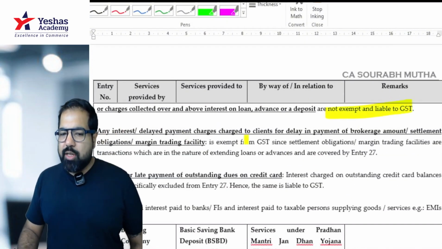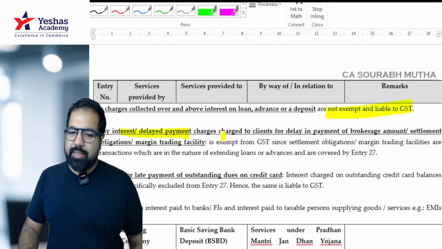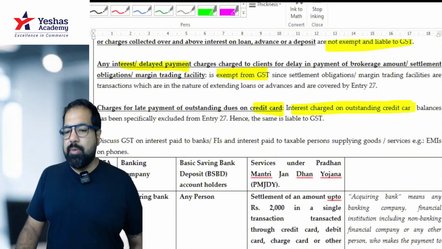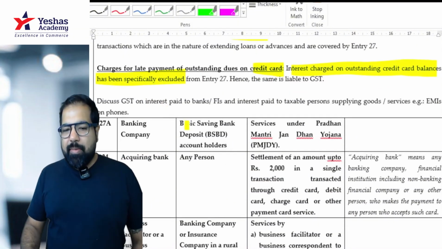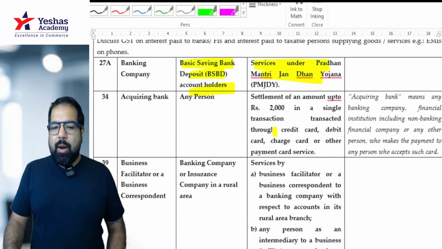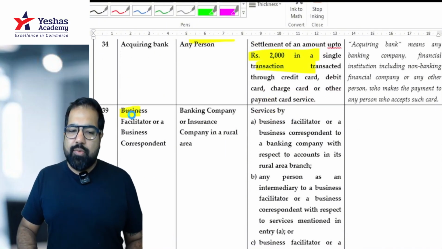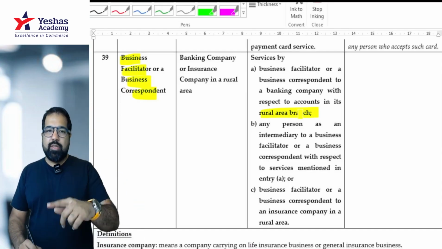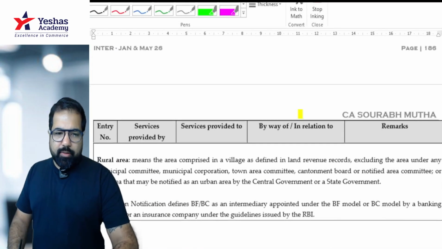Any interest, delayed payment charges to clients for delay in payment of brokerage amount, all this is again interest, there will be no GST, it is exempt from GST. Late payment of outstanding dues on credit card: credit card interest will be subject to GST, and that's why people say credit cards are dangerous. Basic saving bank deposit account, completely exempt. Jan Dhan Yojana, hence the government said exempt. Up to 2,000 rupees in a single transaction, on the processing fees there will be no GST. Business facilitator and bank correspondent, but only if it's in the rural branch. If it's in the urban branch, then this one is covered under RCM. We know the charge of GST. All right, this is what it is.